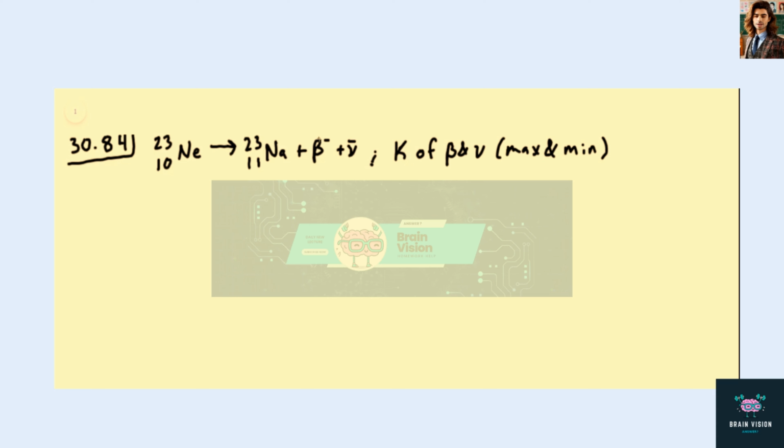Now the total kinetic energy of the electron and the neutrino is going to be the Q value of the reaction. So we should focus on getting this, and then the max and min of these is going to be sort of obvious.